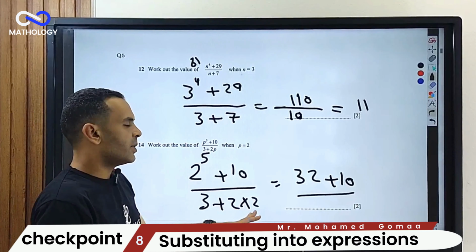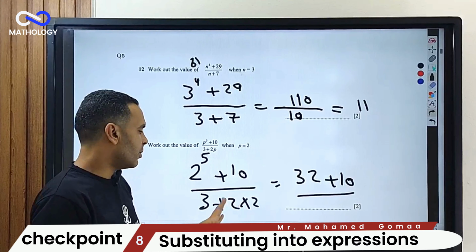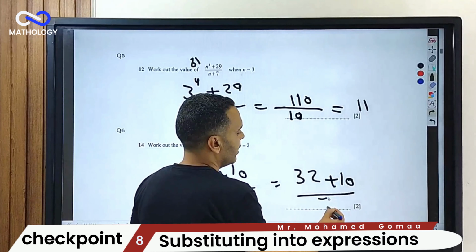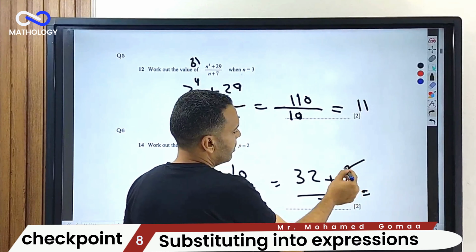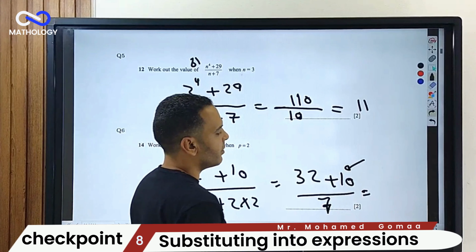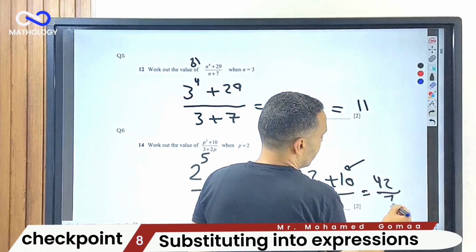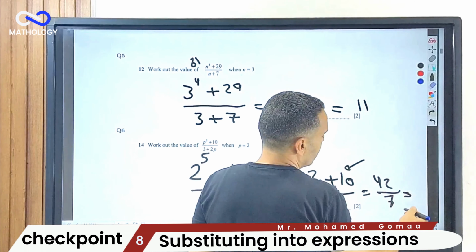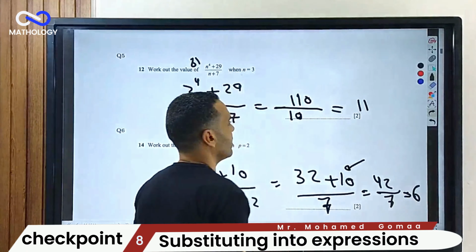As you know, 2 times 2 first. 2 times 2 equals 4. 4 plus 3 equals 7. Then get the value of the numerator. It will be 32 plus 10 equals 42. Then divide by 7. 42 divided by 7 equals 6, like this one.